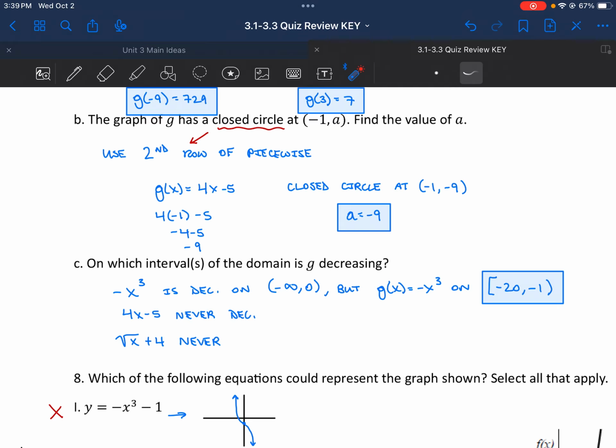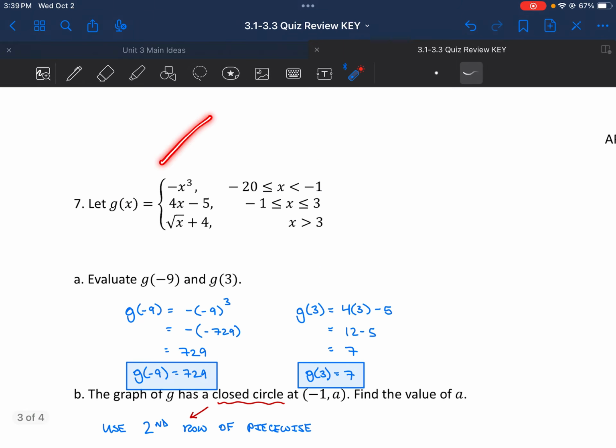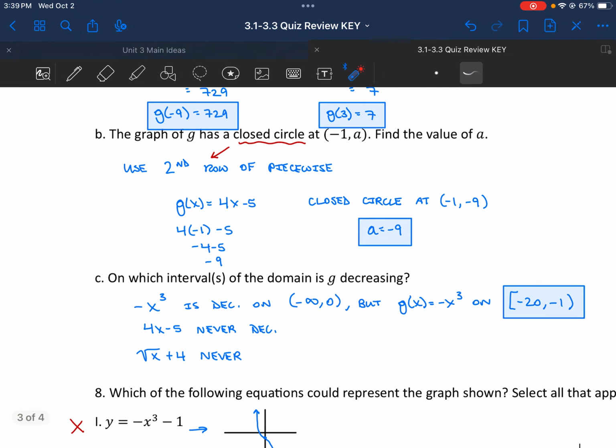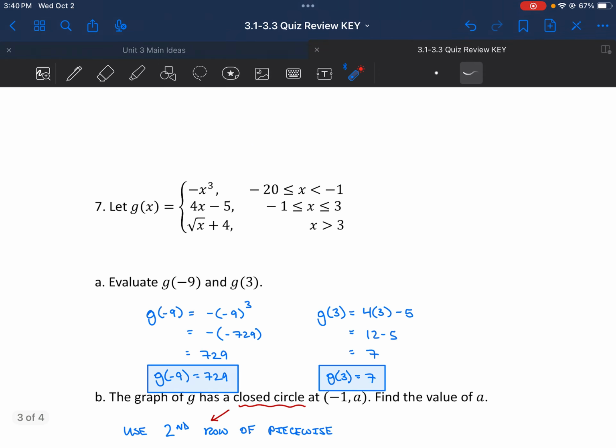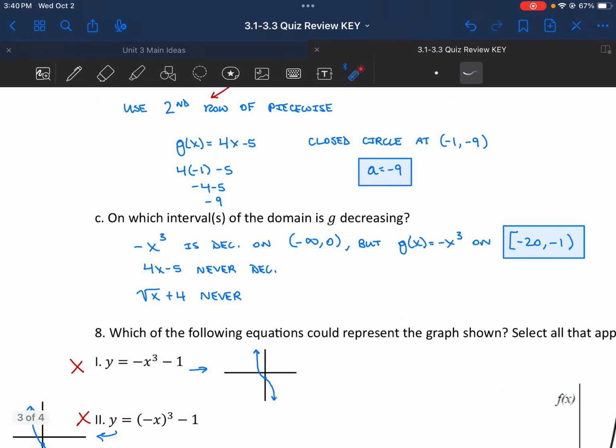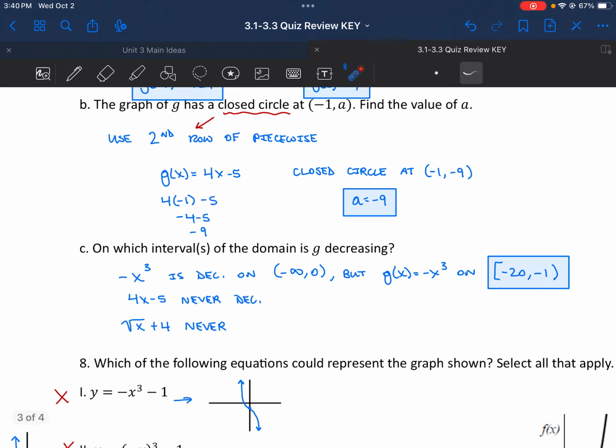4x minus 5 is never decreasing. This is a linear function with a positive slope. This thing's always increasing. And square root of x plus 4 is also never decreasing. If you think about a square root function, going like that, all this thing is doing is moving up 4, but it's still always increasing. All right, so this thing here, really this should say negative infinity to infinity. Negative x cubed is always decreasing.